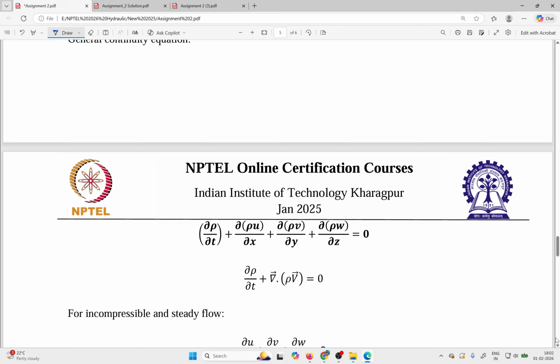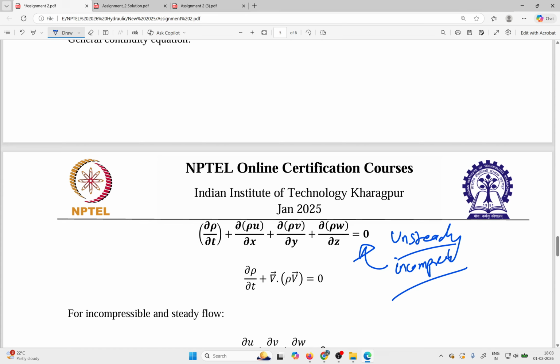So here, an explanation you have to also understand. This is your general continuity equation for unsteady and incompressible flow. Both here, this equation, but you can write in this form also.